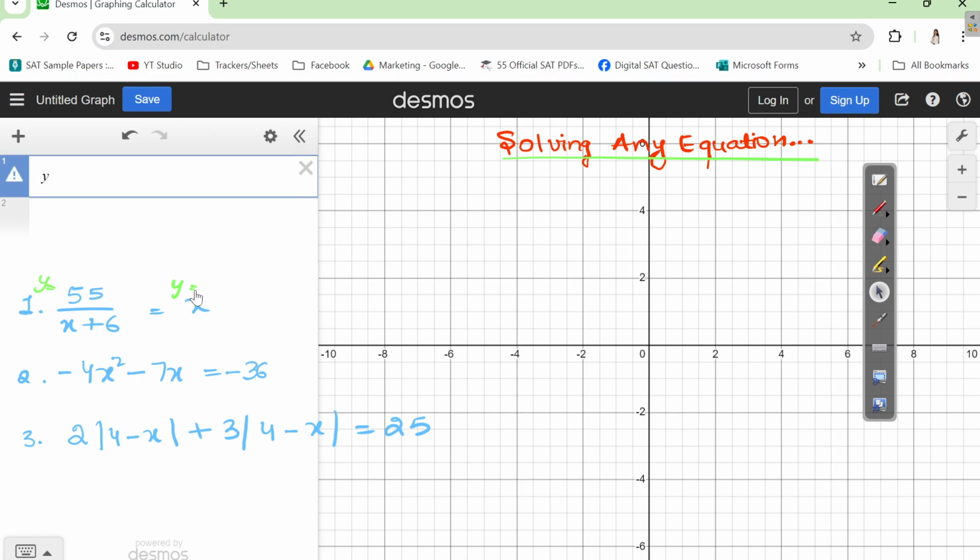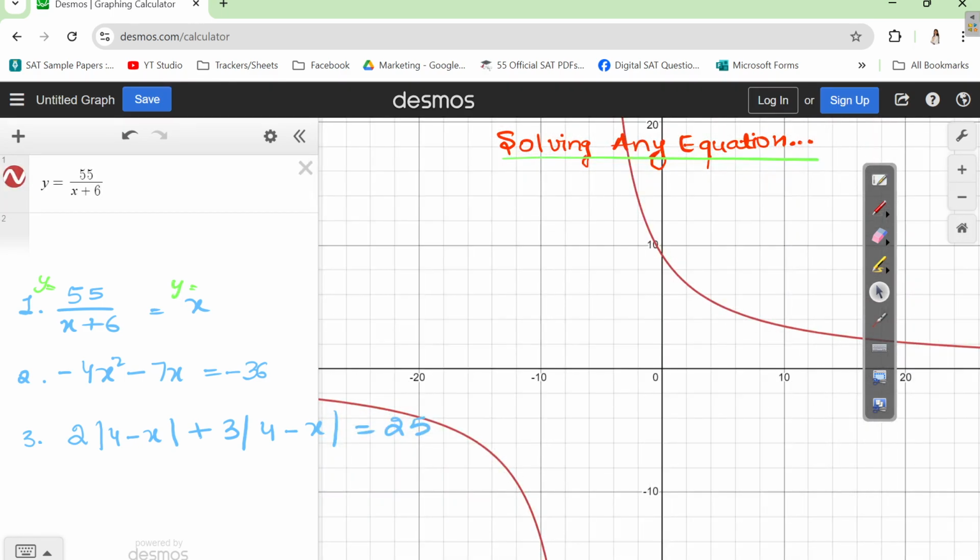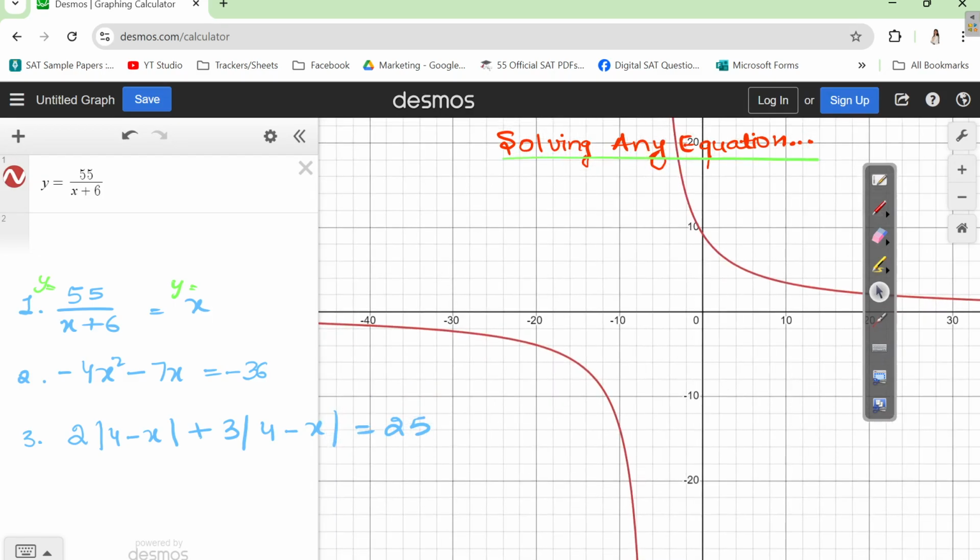First one looks like a rational equation, but it's actually a quadratic equation. But anyway, so y is equal to 55 over x plus 6. Okay, so this is the graph of the left hand side. I also want you to do one thing. Just pause this video and try to solve these equations one by one manually without using DESMOS.